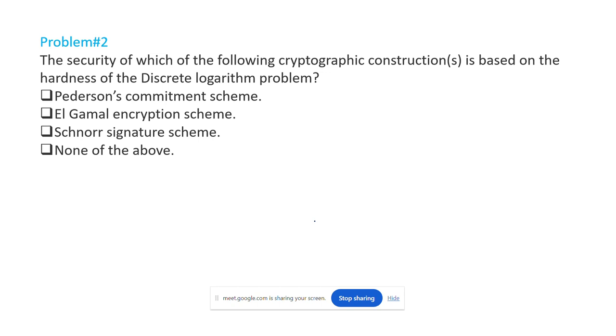So the security of which of the following cryptographic constructions is based on the hardness of the discrete logarithm problem? Options are Pedersen's commitment scheme, ElGamal encryption scheme, Schnorr signature scheme, and none of the above. Pedersen's commitment scheme, I don't know if you remember, was discussed previously, in the instantiation of groups where the DDH assumption holds true. The Pedersen commitment scheme was discussed in the lecture.